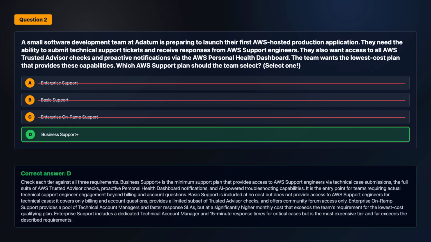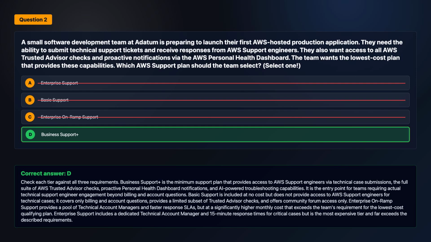The correct answer is option D. Check each tier against all three requirements. Business Support Plus is the minimum support plan that provides access to AWS support engineers via technical case submissions, the full suite of AWS Trusted Advisor checks, proactive personal health dashboard notifications, and AI-powered troubleshooting capabilities. It is the entry point for teams requiring actual technical support engineer engagement beyond billing and account questions.